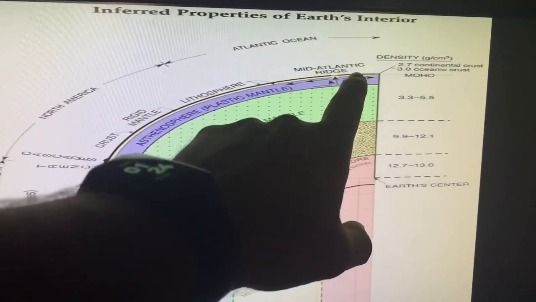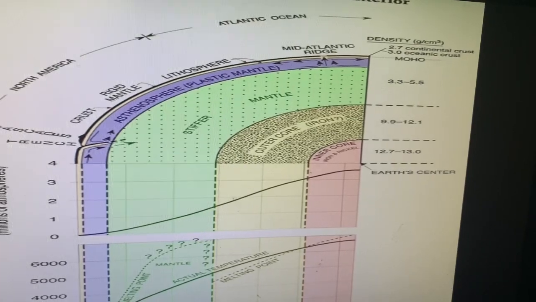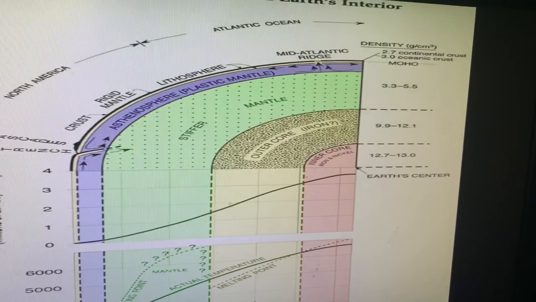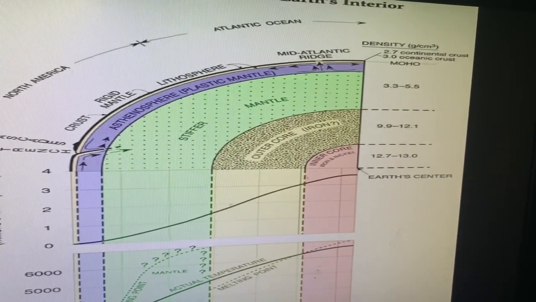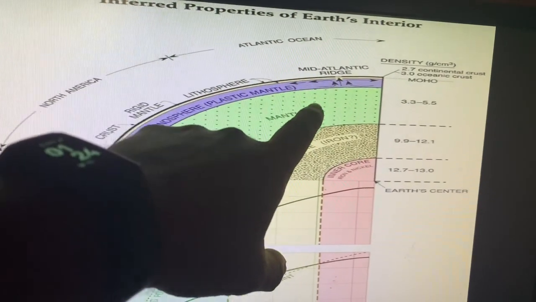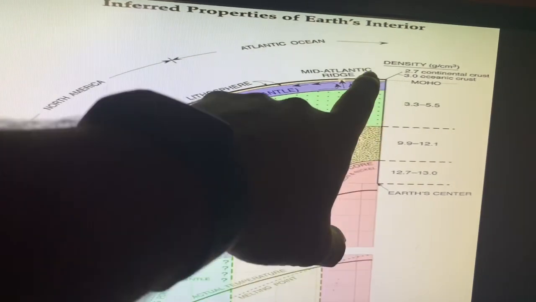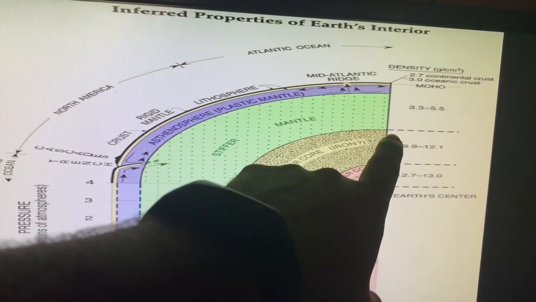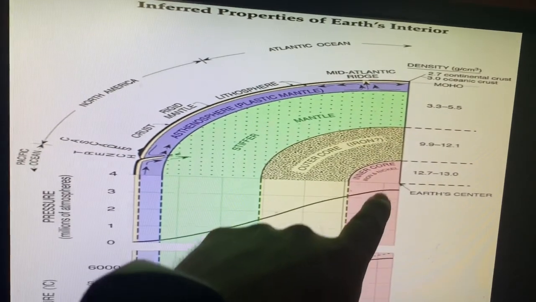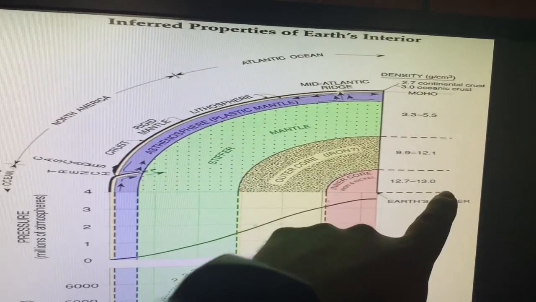So if we're looking up here you have the density of continental crust versus the density of oceanic crust. Okay, you see oceanic is denser. We'll talk about that in a second. Okay, and then you have the boundary between the crust and the mantle, what's called the Moho line, Mohorovičić, but we just call it the Moho line. Okay, and then you have the density of the mantle. This would be the upper mantle going down towards the stiffer, or through the stiffer mantle. This would be the density of your outer core. This would be the density of your inner core.